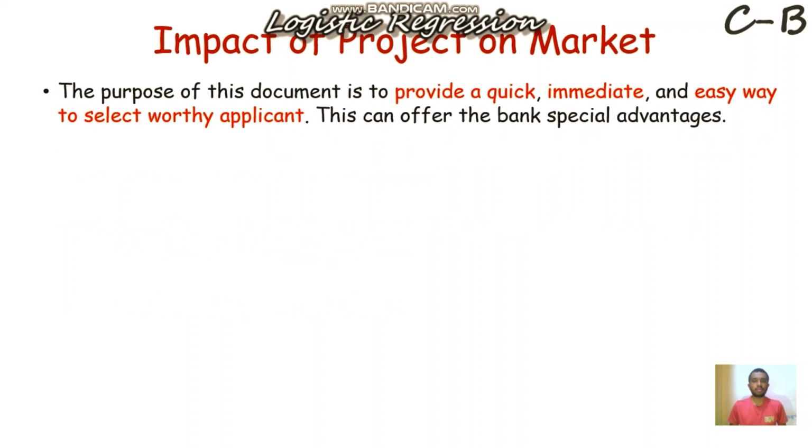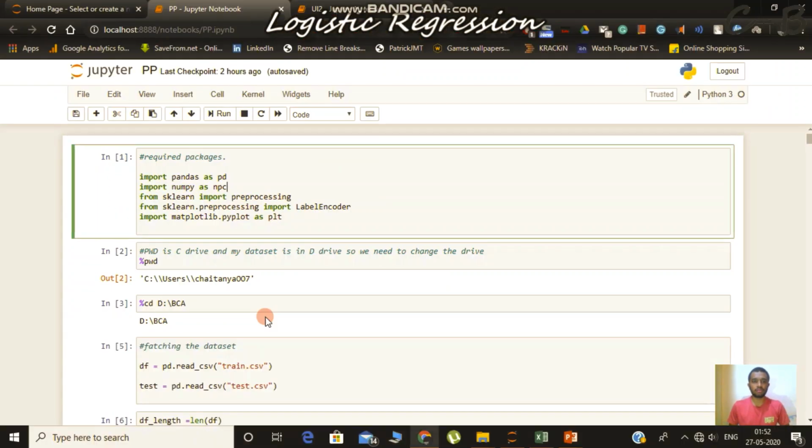The impact of my project on the market will be like this. The purpose of this document is to provide a quick, immediate, and easy way for the bank to select worthy applicants, so that the bank can provide special advantages to those persons. Now let's take a view of the code. Here is the coding window. Basically, I am using Jupyter Notebook to execute this code.